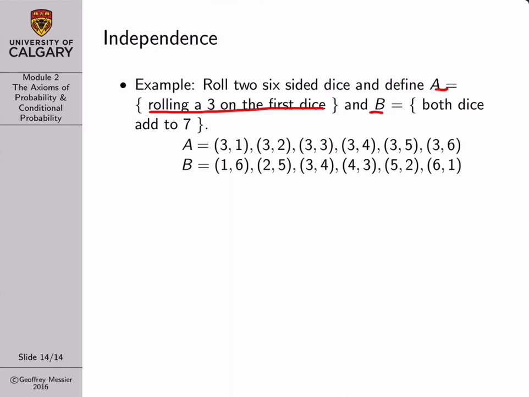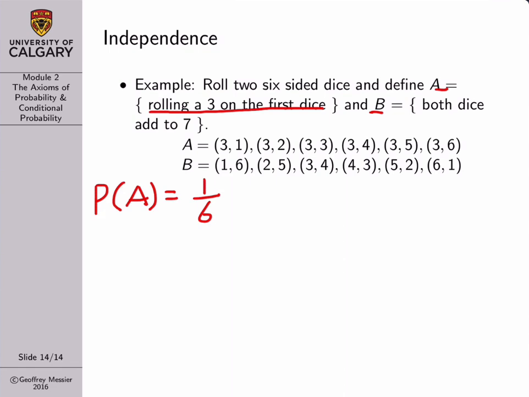On the face of it, it seems that these two events are connected, because whether or not both dice add to 7 is obviously influenced by whether or not we roll a 3 on our first dice. But let's look at our individual probabilities. First of all, the probability of A is just equal to 1 over 6, right? Because there's one outcome out of 6 on the first dice that corresponds to a 3.